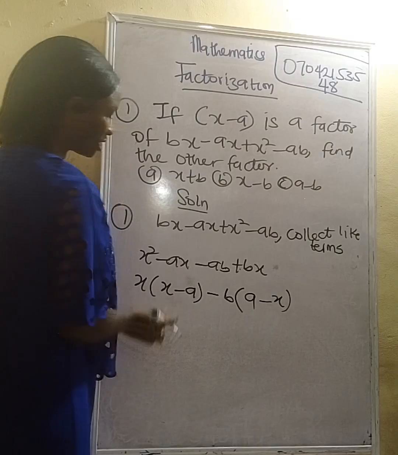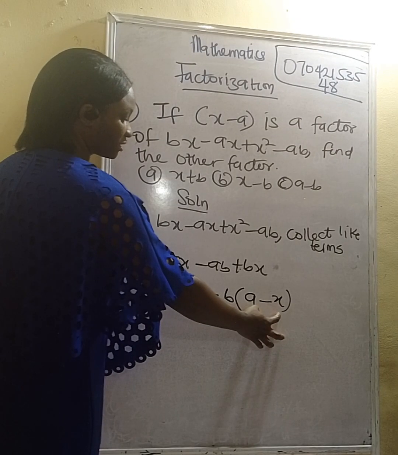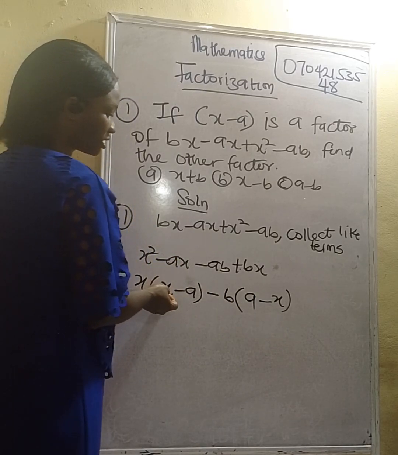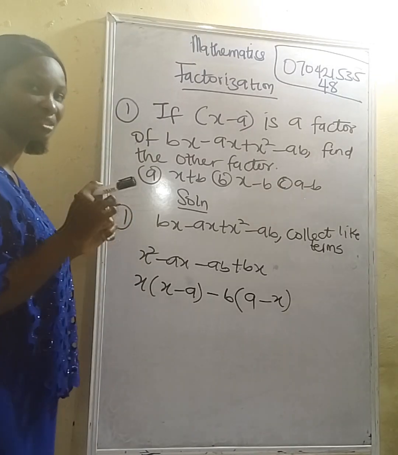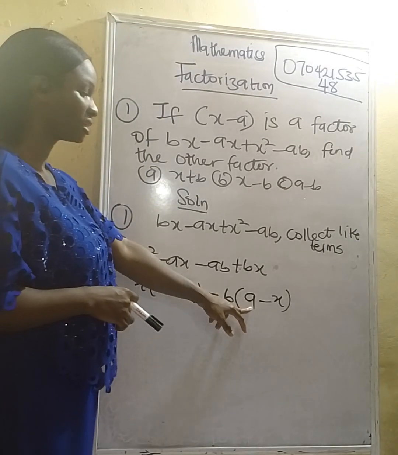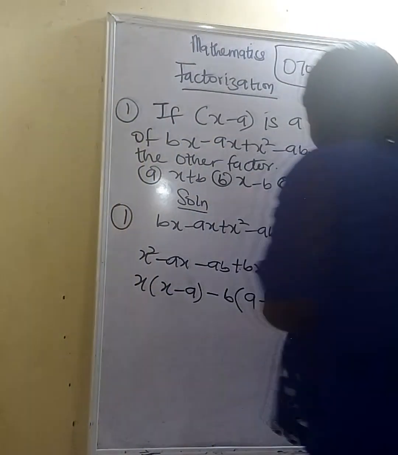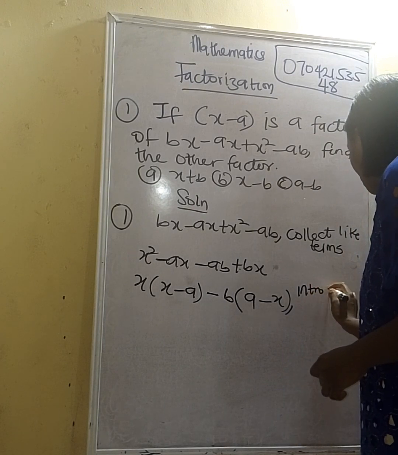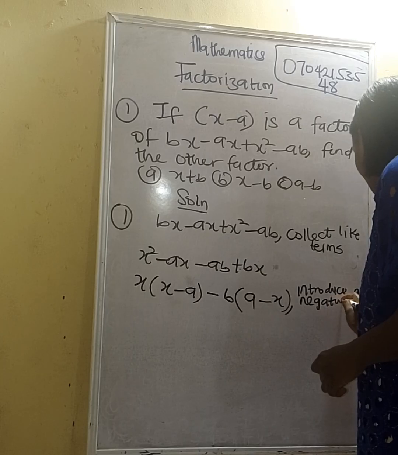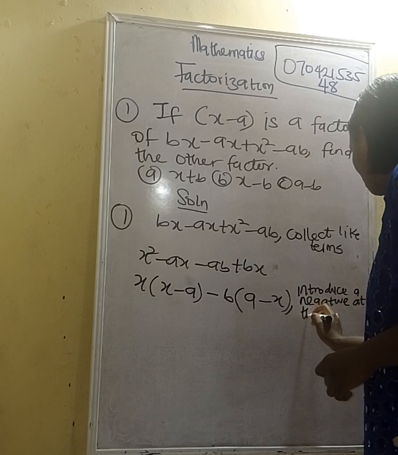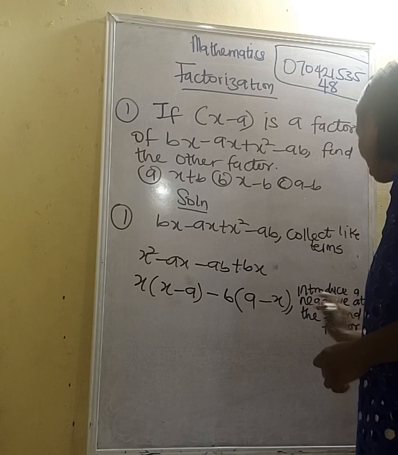As I've said earlier, the factor at the left hand side must be the same at the right hand side. But as you can see, we have x minus a here and a minus x here. What are we going to do? We are going to introduce a negative sign to this end. Once we introduce a negative sign, we are going to get the same factor. And the second factor is this.